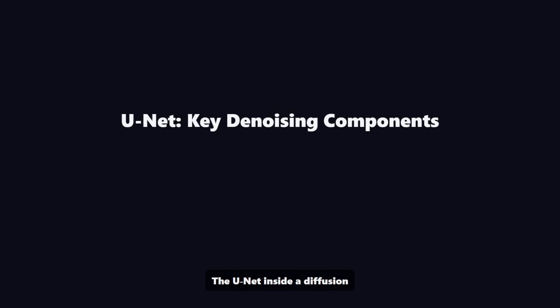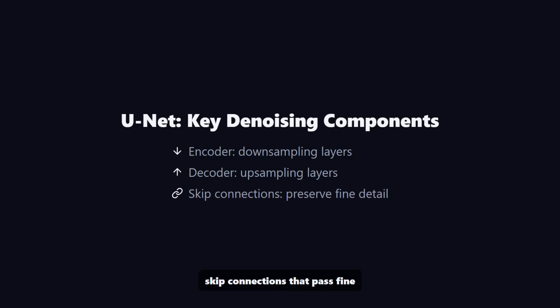The UNet inside a diffusion model is an encoder-decoder with skip connections that pass fine spatial detail directly from the downsampling layers to the upsampling layers. This stops the denoising step from losing edges and textures. Without them, you get blurry blobs. Open a Colab notebook that visualizes the UNet denoising process and watch how skip connections preserve edges in real time.